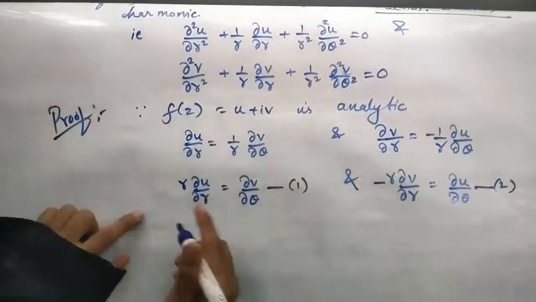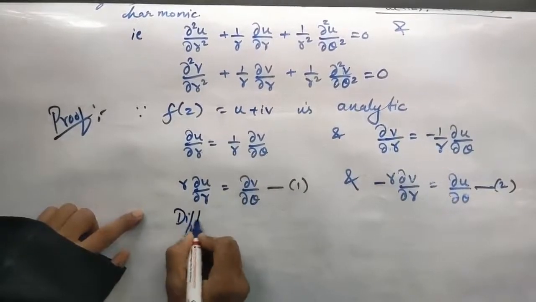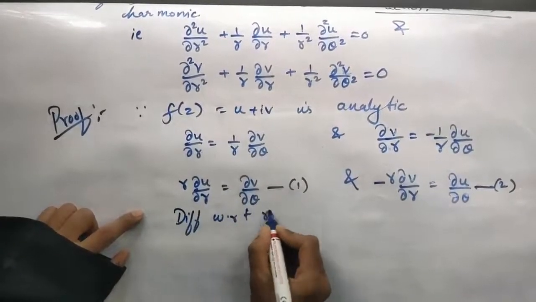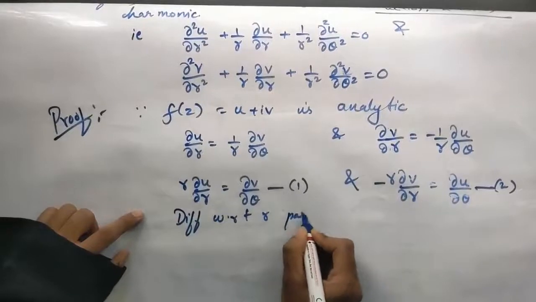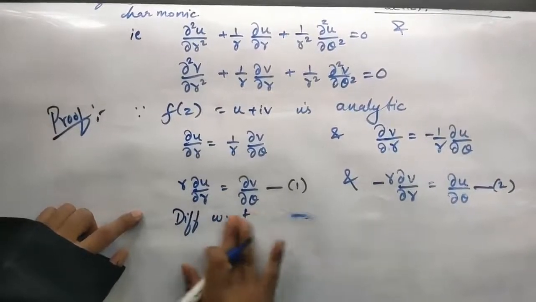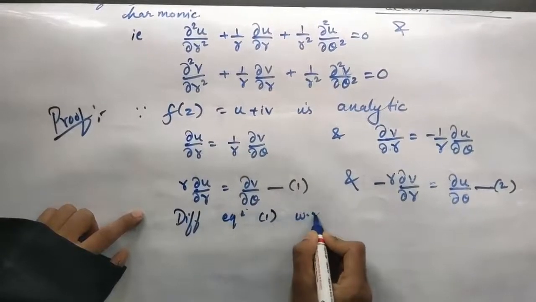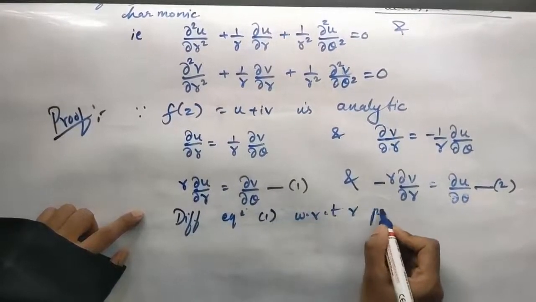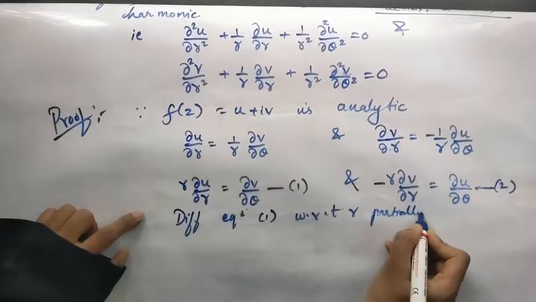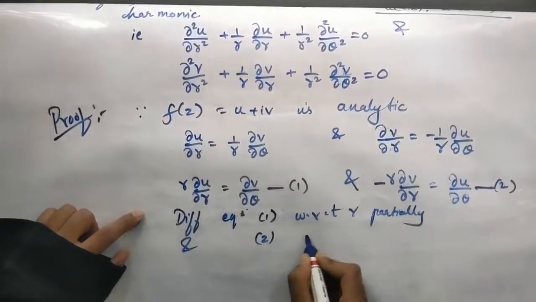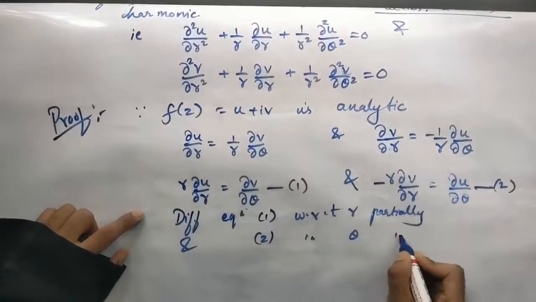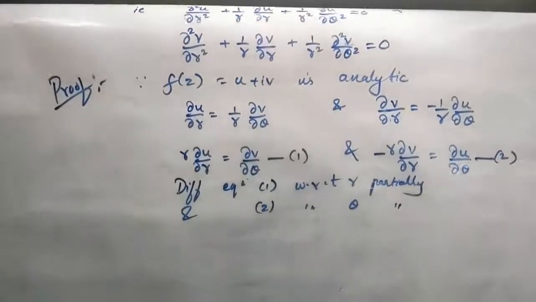Now, differentiating equation 1 with respect to r partially, and equation 2 with respect to theta partially. So what do you get? Just see that.